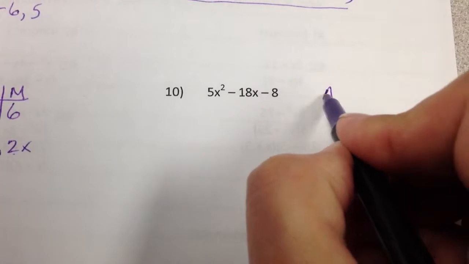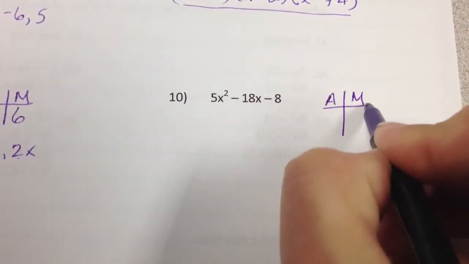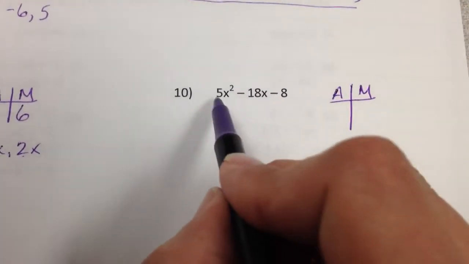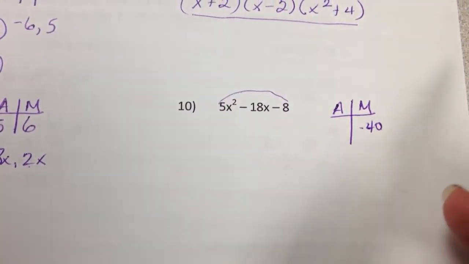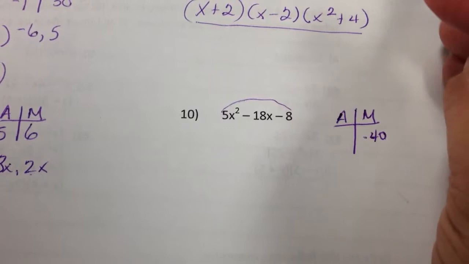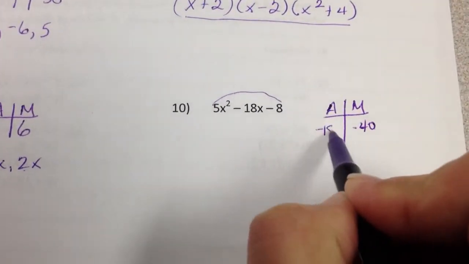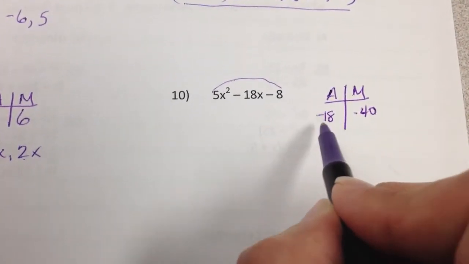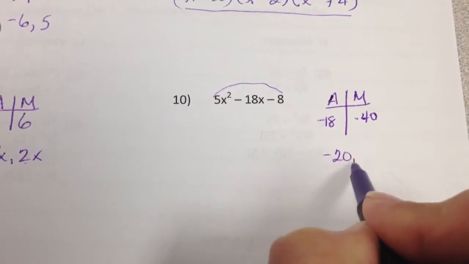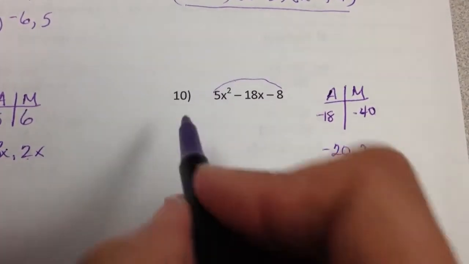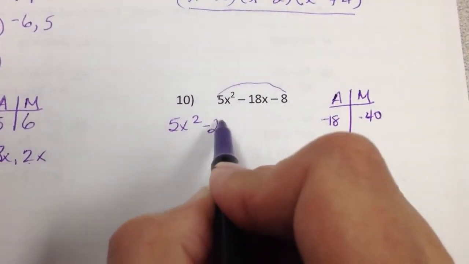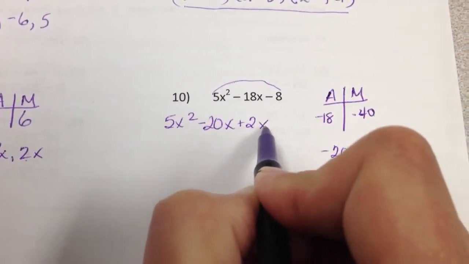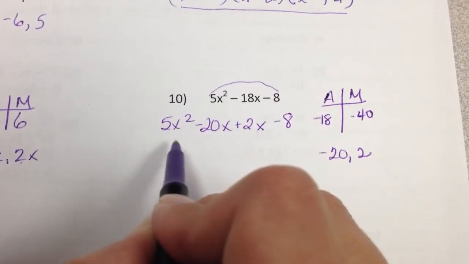Now number 10, again, my leading coefficient is not 1, so I'm going to multiply a times c. That's negative 40. And then I need to figure out what two numbers multiply to give me negative 40 and add to give me negative 18. And that's going to be negative 20 and 2. Substitute the middle term for negative 20x and a positive 2x. And then take out what's common.